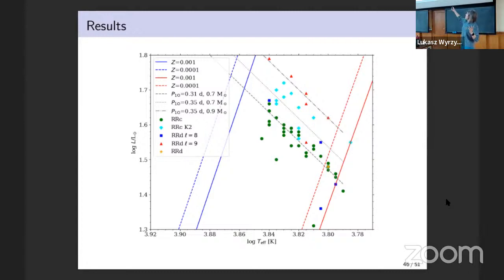Okay, and here we have also those gray lines. These are lines of the constant period. So here we have period of the first overtone around 0.31 days and 0.35, slightly longer here. So the majority of our C stars have periods of the first overtone around 0.31, and typically our C stars from the Kepler have slightly longer periods of the first overtone.